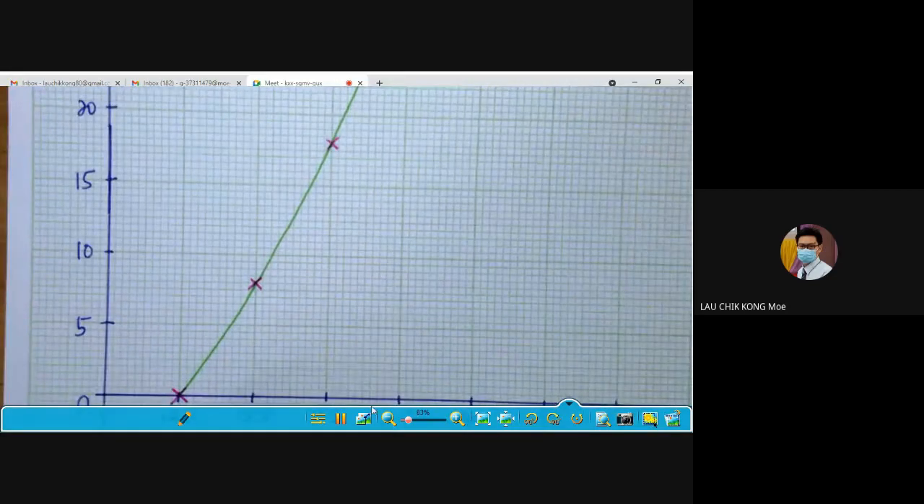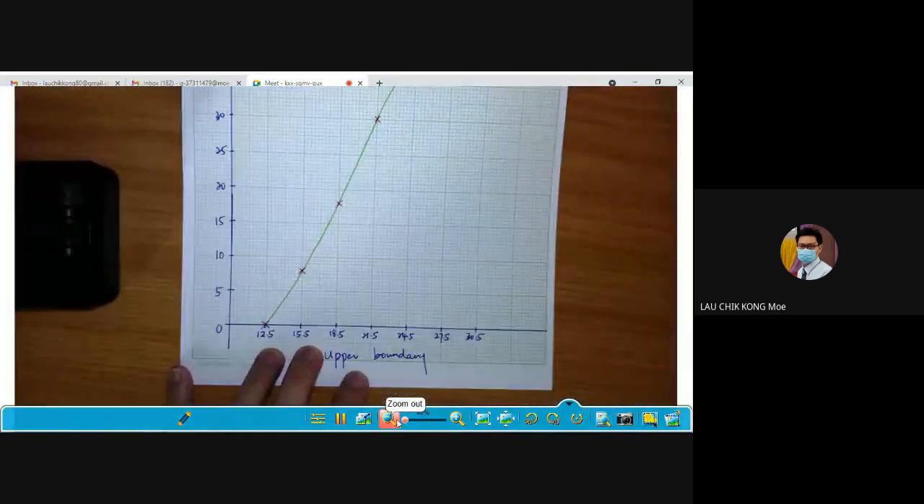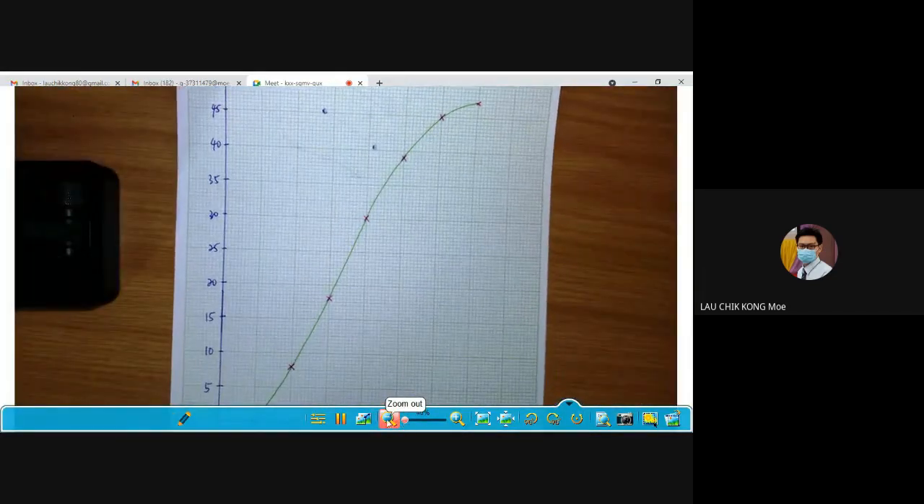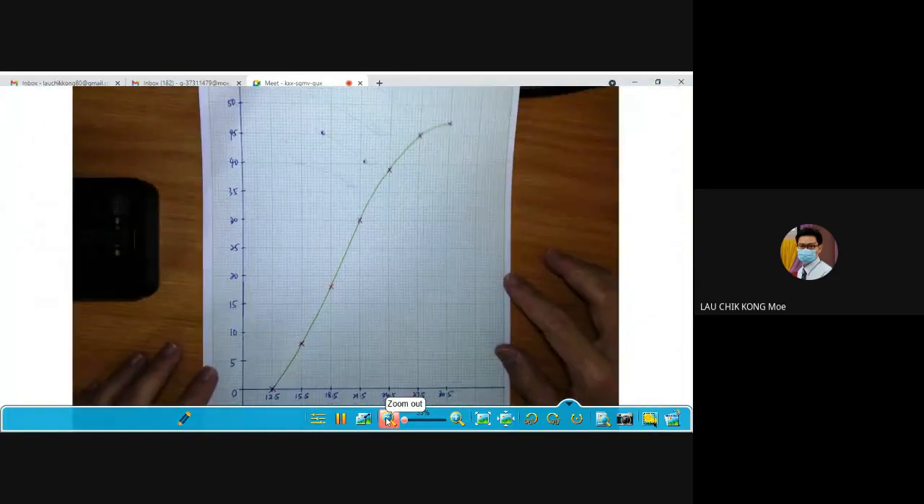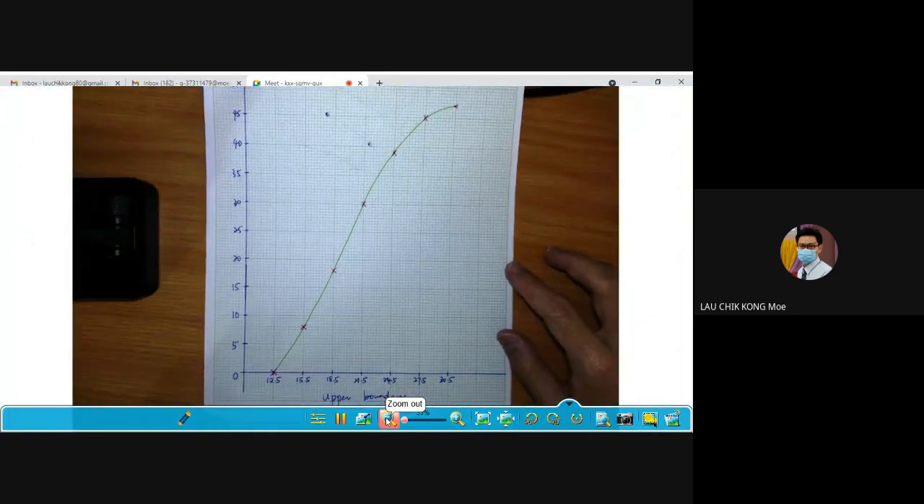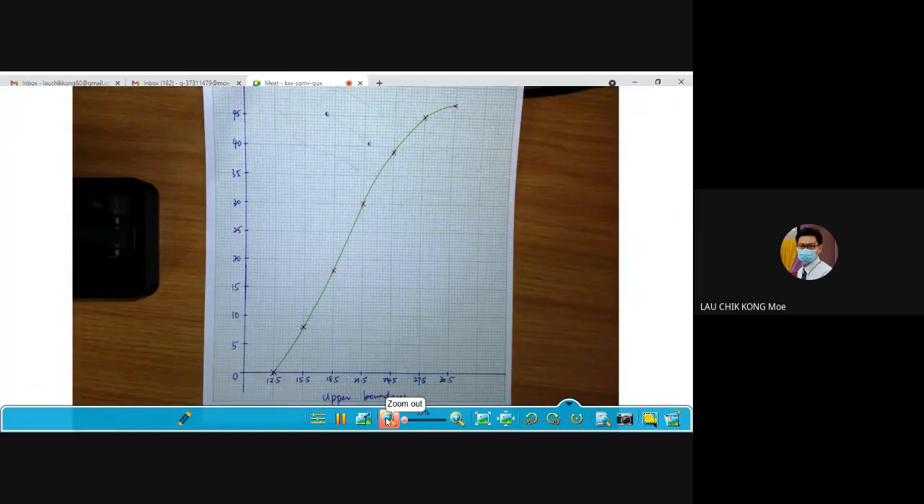Kecilkan. Alright, ini kecilkan lagi. Satu. Okay. So you try to finish it. For example 6B.